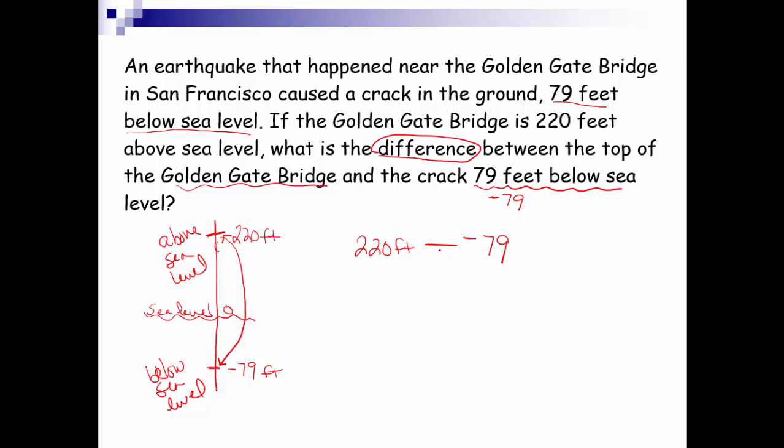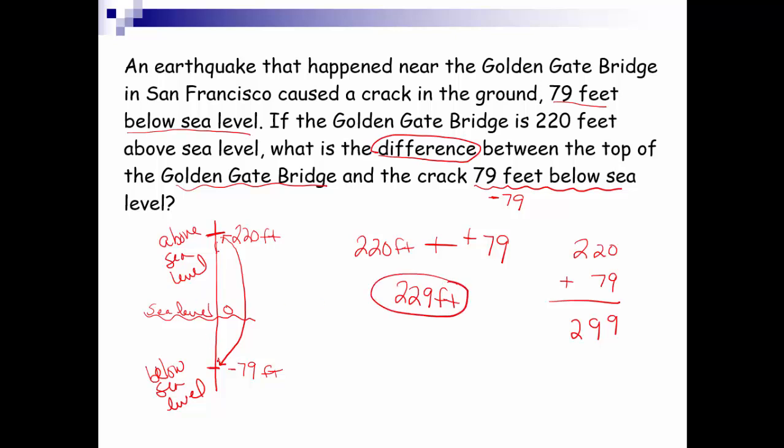And so minus a negative becomes plus a positive. So now our signs are the same. We're going to find the sum. 220 plus 79. 0 plus 9 is 9. 2 and 7 is 9. And bring down our 2. That must be 229 feet is the distance between those two.